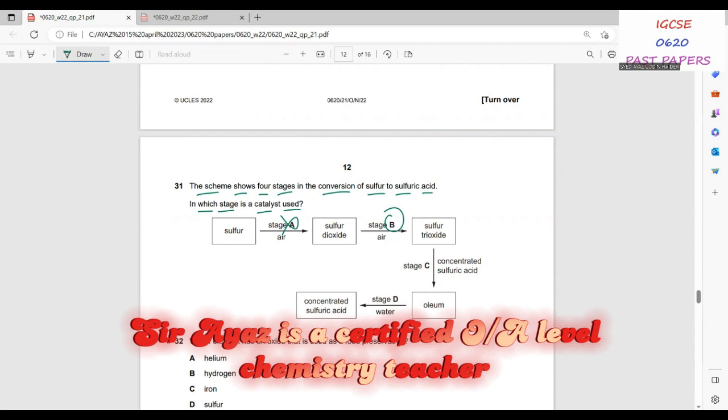I'm reading the other statements also for you. Stage C, conversion of sulfur trioxide into oleum. No, this is also wrong. Stage D, conversion of oleum into concentrated acid when water is added. No, we don't use a catalyst here.